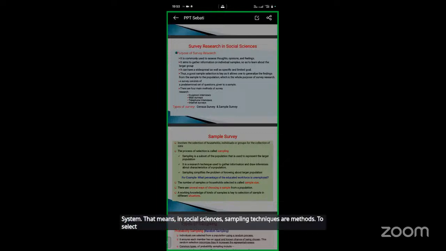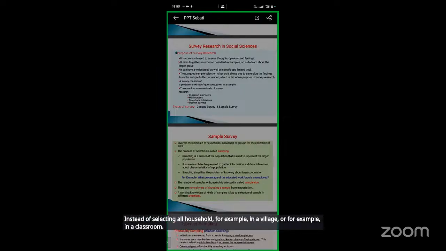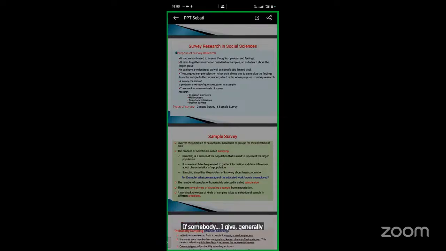But in case of sample survey, it is a process of selection. That means in social sciences, sampling techniques are methods to select respondents from a target population to study. Instead of selecting all households, for example in a village or in a classroom, I generally give this example to my students.